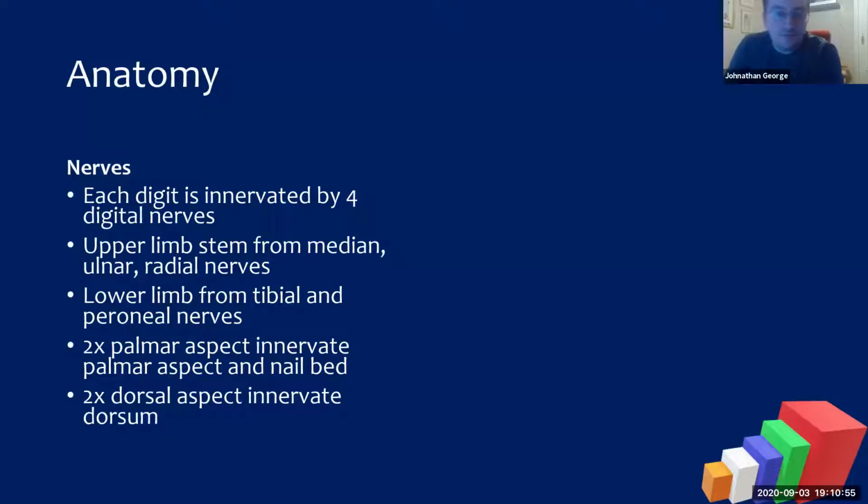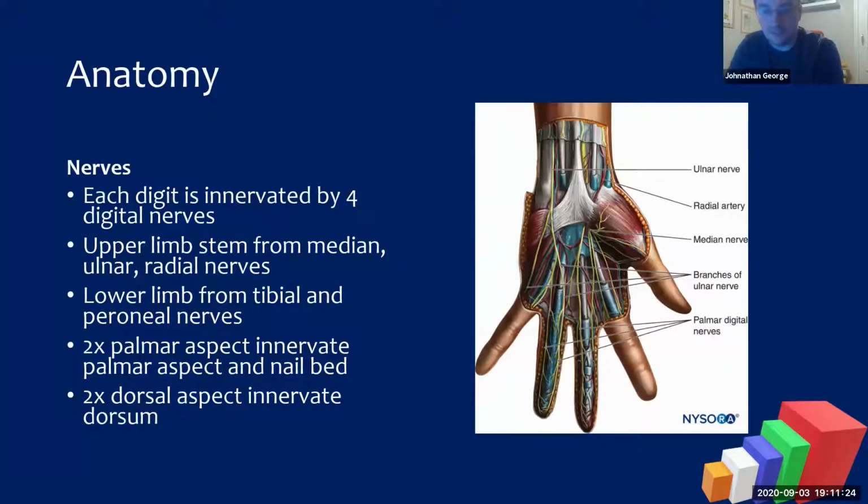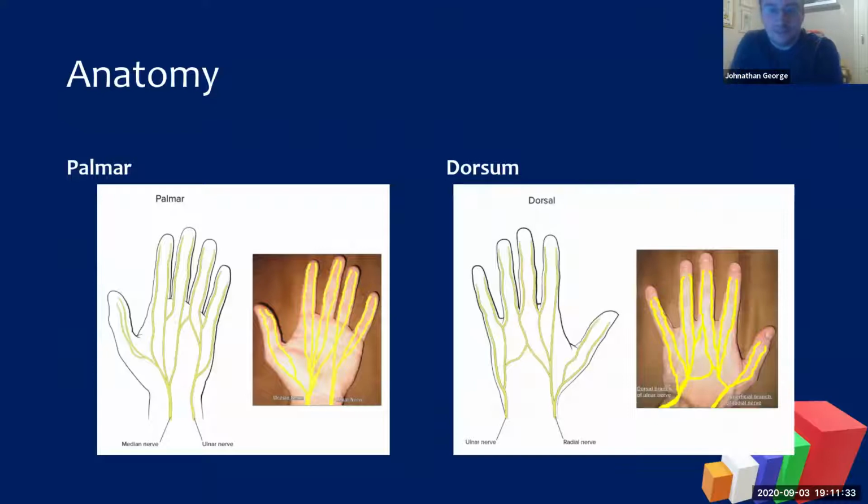So every digit is innervated by 4 digital nerves. From the upper limb, they come from the median, ulnar, and radial nerves. From the lower limb, so don't forget that this can be used in feet as well as fingers, even though you've seen pictures of fingers, it comes from the tibial and peroneal nerves. And then you've got 2 in the palmar aspect and 2 in the dorsal aspect. The palmar aspect comes down and innervates the palmar aspect of the finger and up into the nail bed. And the dorsal aspect gives you sensation along the dorsum of the finger. And there's a little picture for you, and here's another little picture. As you can see, they're coming along the sides of the digits, top and bottom.